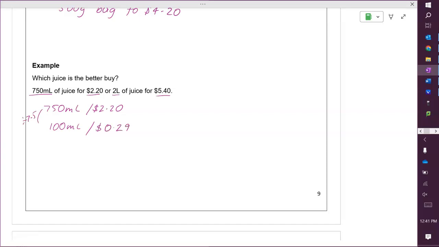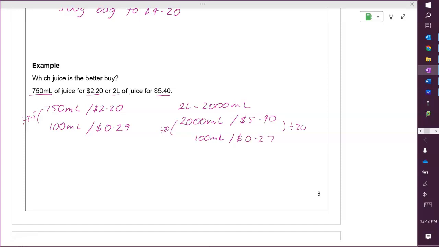And if I go 2 litres, if I think 2 litres is actually 2,000 millilitres, using those converting rates earlier. So we have our 2,000 millilitres for $5.40. I want to get that down to 100 millilitres. So I'm dividing by 20. And that tells me that for 100 millilitres, it's 0.27.